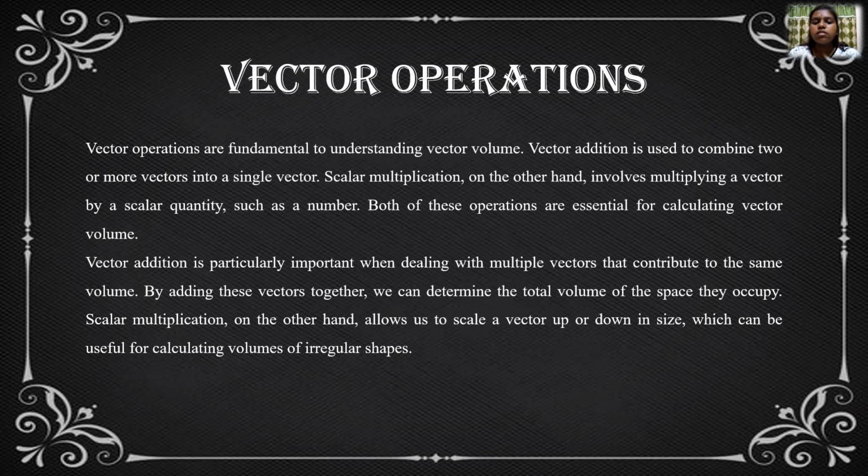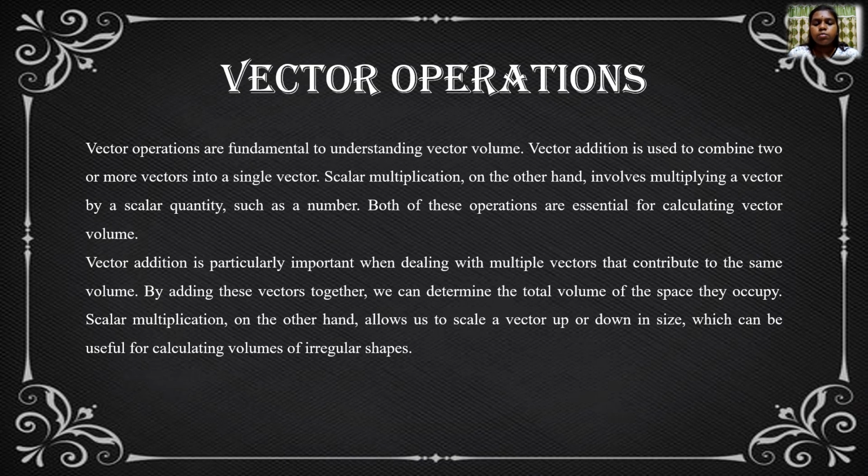Vector operations are fundamental to understanding vector volume. Vector addition is used to combine two or more vectors into a single vector. Scalar multiplication, on the other hand, involves multiplying a vector by a scalar quantity, such as a number. Both of these operations are essential for calculating vector volume.